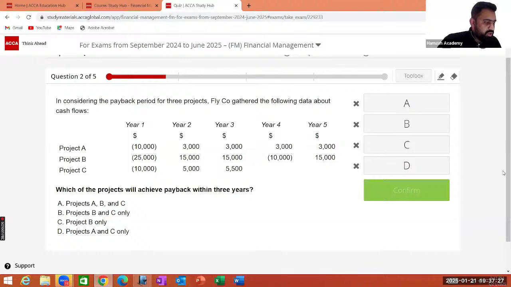Now we're left with B and C. Project B has a year one cash outflow of 25, and in year two and year three it has 15,000 and 15,000. So project B is recovering its investment in 3 years. Within 3 years, it will become positive with 5,000 cash flow. And the same goes with project C. Project C is also recovering its negative cash flow within 3 years. Are you getting it?